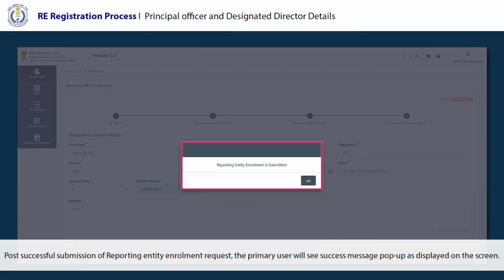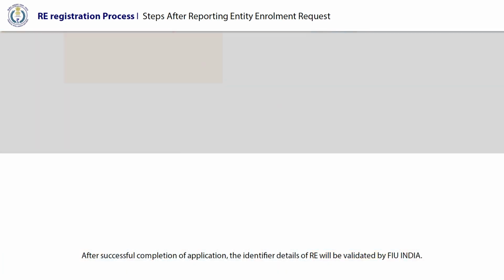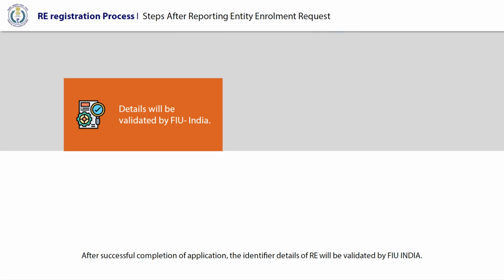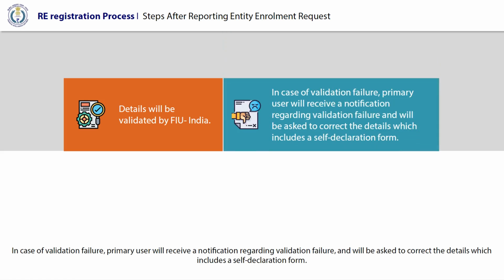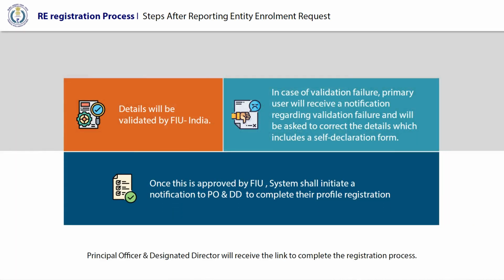Post successful submission of the reporting entity enrollment request, the primary user will see a success message pop up as displayed on the screen. After successful completion of the application, the identifier details of the RE will be validated by FIU India. In case of validation failure, the primary user will receive a notification regarding validation failure, and will be asked to correct the details, which includes a self-declaration form. The principal officer and designated director will receive the link to complete the registration process.